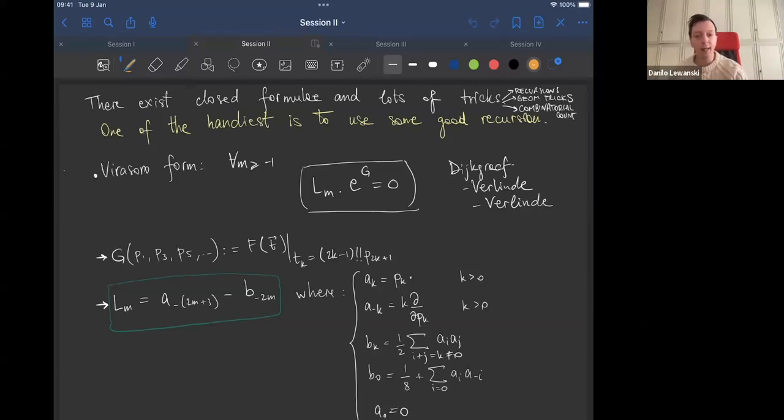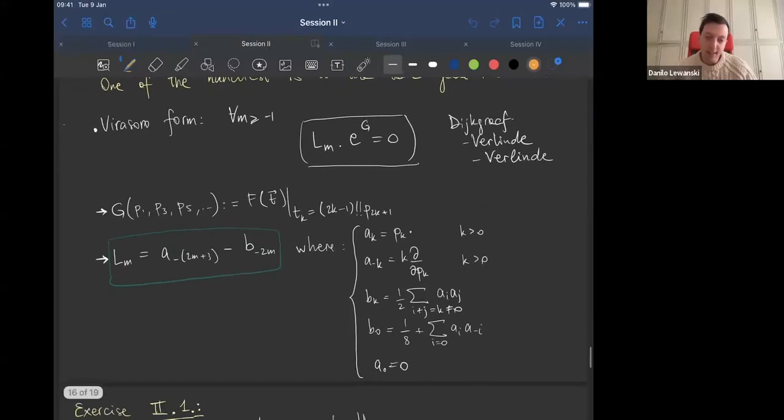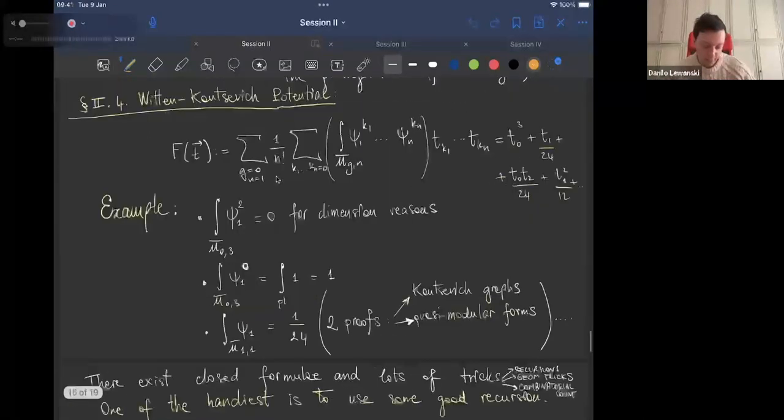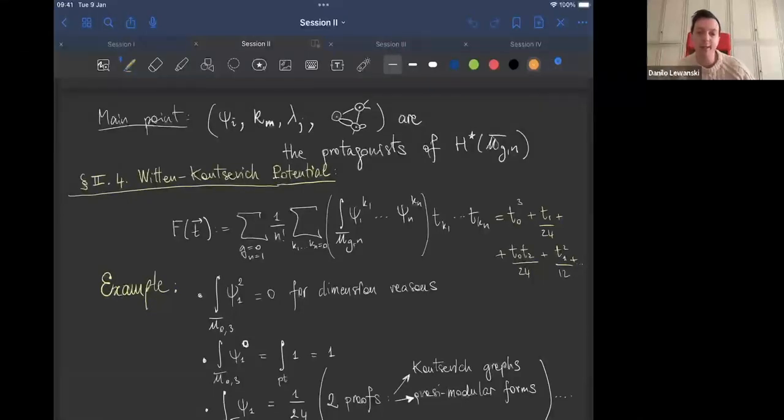Okay. And then another thing that we have is these Virasoro constraints by Dijkgraaf, Verlinde, Verlinde. And they were shown to be equivalent to the solution of the Witten conjecture by Kontsevich. So for every m greater or equal to -1, you have these operators L_m, and they would annihilate the exponential of G. Well, what is G compared to F? Remember that F is just this Witten-Kontsevich potential. So it's the generating series that is encoding all of the intersections between psi classes.